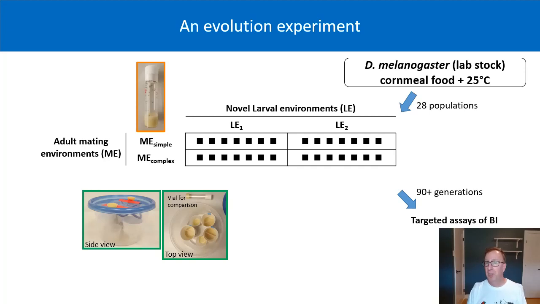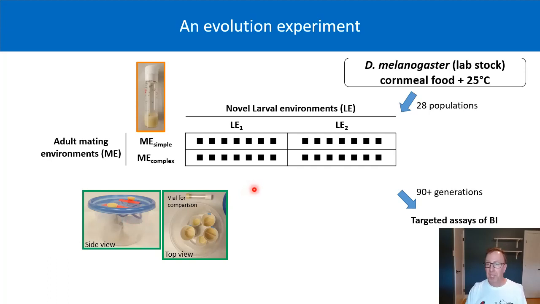The design of the experiment is very straightforward. From a single Drosophila melanogaster lab population, we derived 28 replicate populations. These populations were placed in one of two novel larval environments, LE1 or LE2. These environments varied in food and temperature. And then within each larval environment, populations experienced one of two adult mating environments, either a simple standard Drosophila vial or what we call the more complex environment, which is a larger cage, lower density of flies with added structural complexity like multiple food sources and pipe cleaners for places to hide.